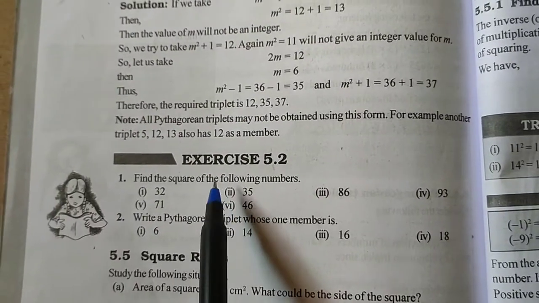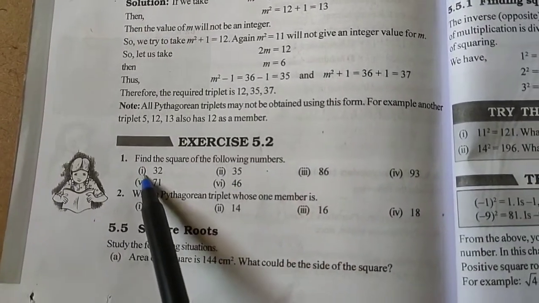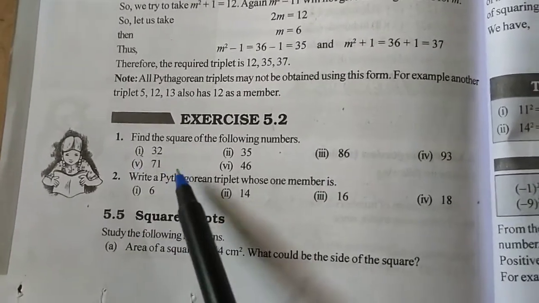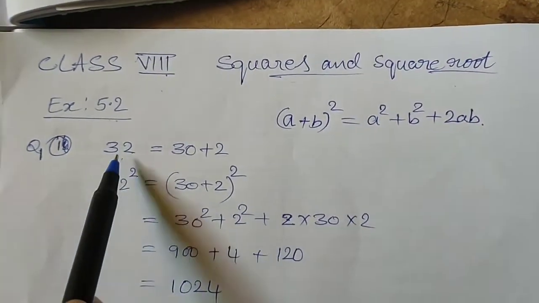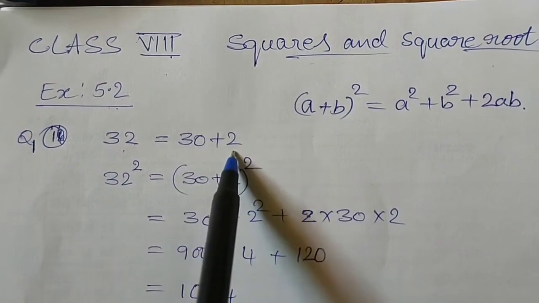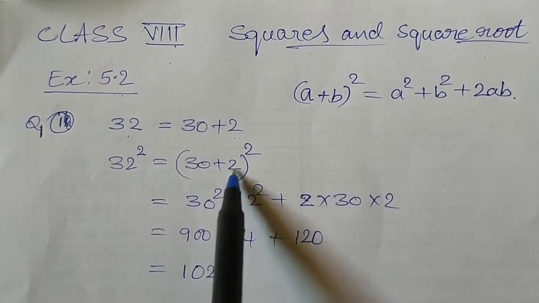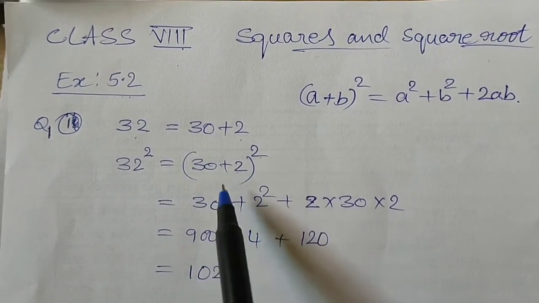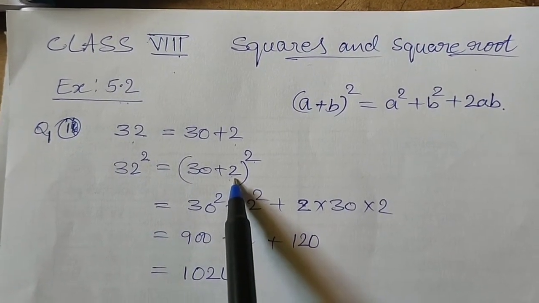Now we are going to solve some exercise problems, Exercise 5.2 on page number 78. The first question is, find the square of the following numbers. The first one is 32. So how to find the square of 32? 32 can be written as 30 plus 2. So the square of 32 means 30 plus 2 whole square. Look at this one. It is in the form of a plus b whole square.